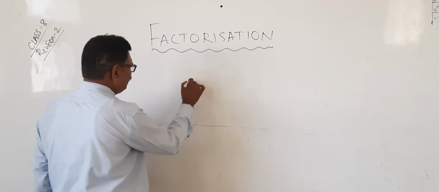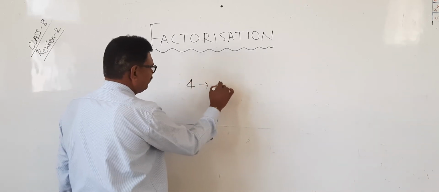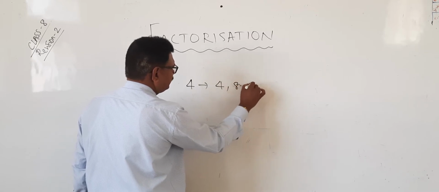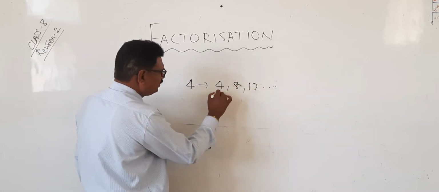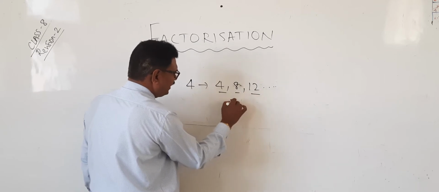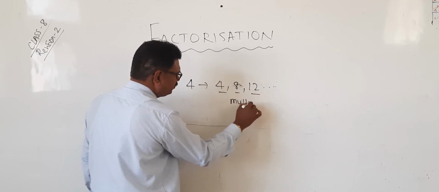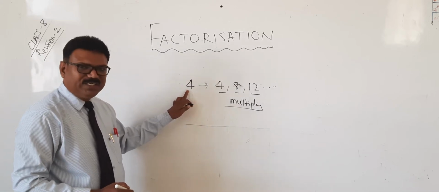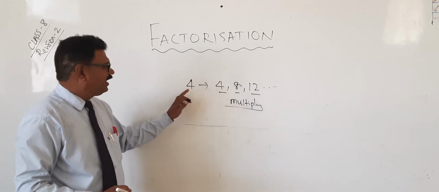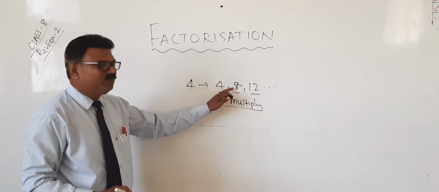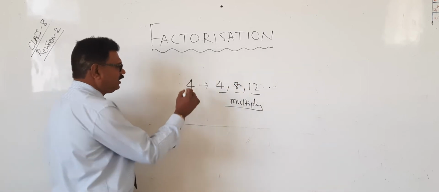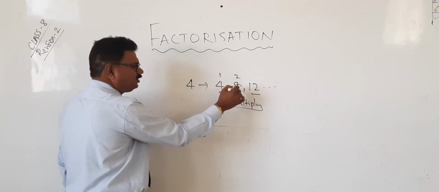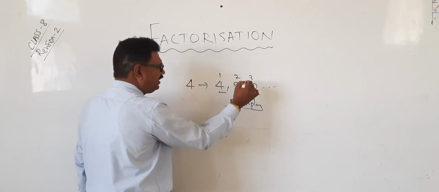If I take 4 multiples: 4, 8, 12, like this. So these are nothing but known as multiples, because they are multiplying with 4, therefore these numbers are getting. That means if you multiply 4 with 1, you will get 4. If you multiply with 2, you will get 8. If you multiply with 3, you will get 12.